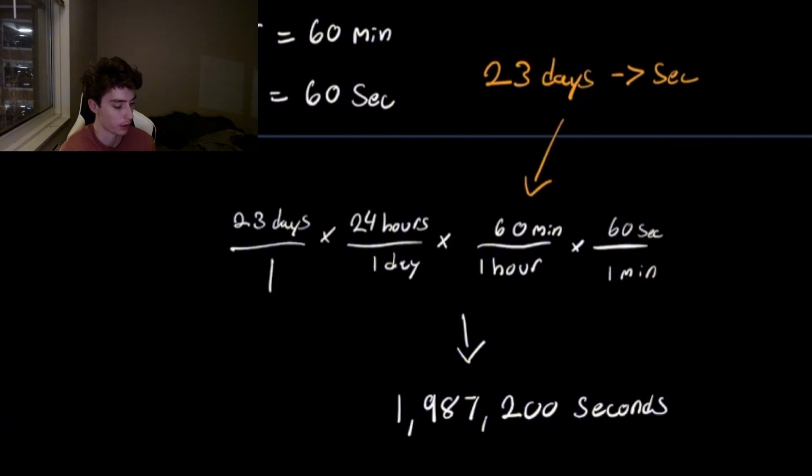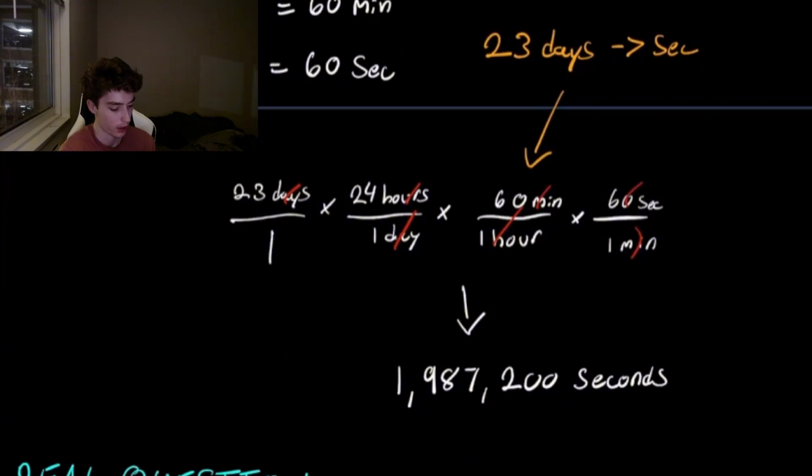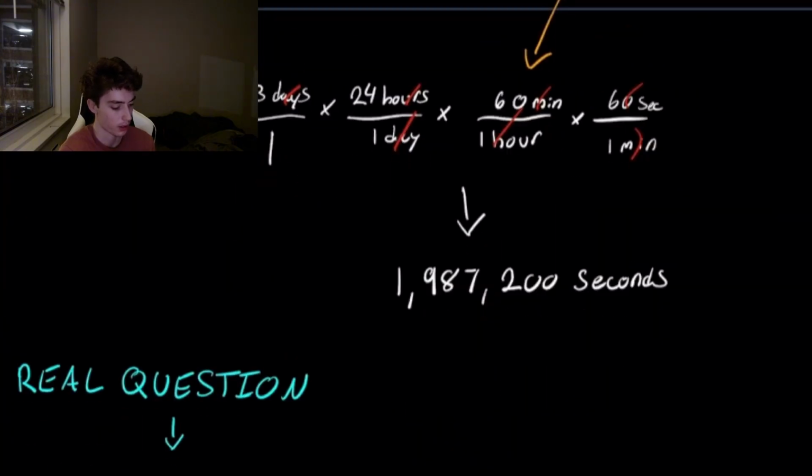So 23 over 1. Let's go through this slowly. Days cancel each other out, so 23 times 24. Hours cancel each other out, so then whatever that was times 60. And then minutes cancel each other out, so whatever that was times 60 again. And then boom, boom, boom. Multiply that, and now you have 1,987,200 seconds, right? So I hope that makes sense.